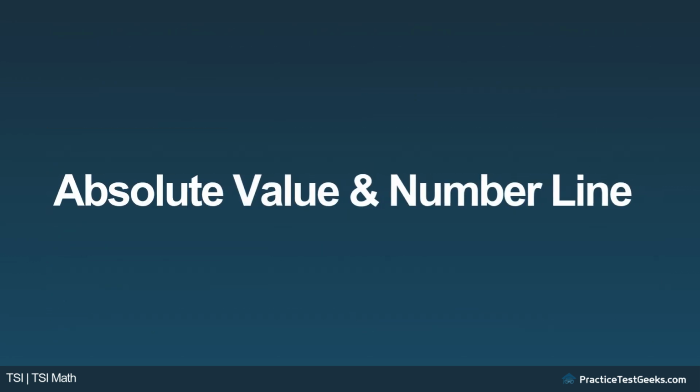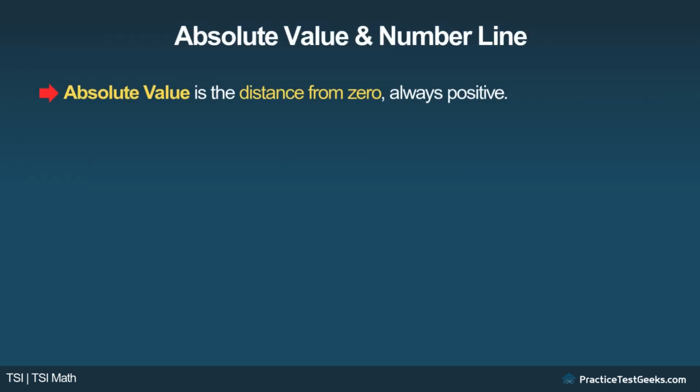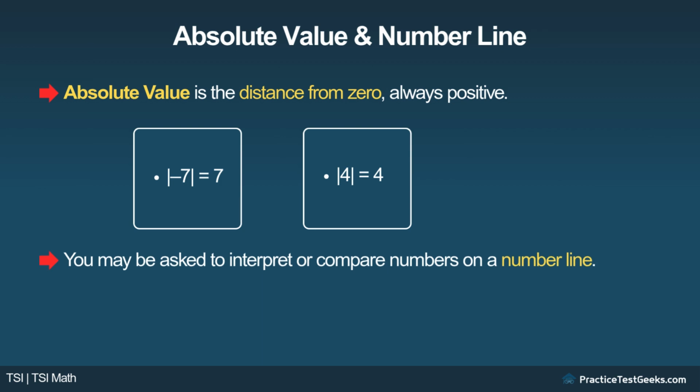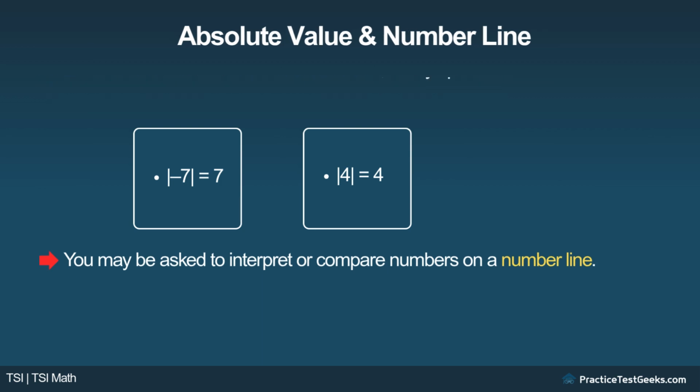Absolute value and number line. Absolute value is the distance from 0, always positive. The absolute value of -7 is 7. The absolute value of 4 is 4. You may be asked to interpret or compare numbers on a number line.